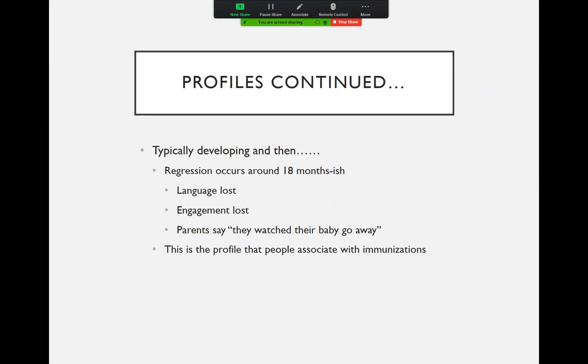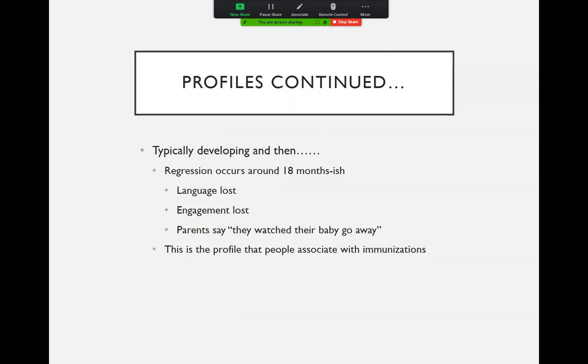And some of the profiles that we typically see, some families will describe their child as a typically developing infant and early toddler, and then regression happens about 18 months, and they'll show us videos of this 1-year-old or 18-month-old talking and having words and having language and engaging with their family, and then you meet the child who's now 2 years old and the language is gone, there's no engagement, and they'll just tell you that this child looked like they just woke up one day and they were no longer there.